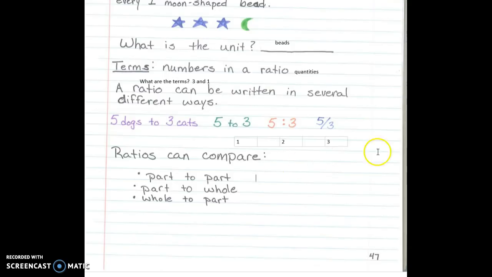Alright, so what do ratios compare? Ratios compare part to part, and when you compare part to part, that's the same thing as comparing the beads in a bracelet, where the beads are the part, to the whole bracelet. So you're comparing part of beads to part of beads, which make up the whole bracelet. So part to part would be the beads.